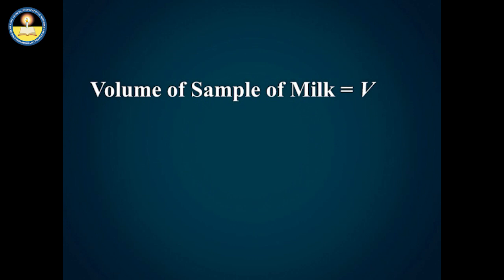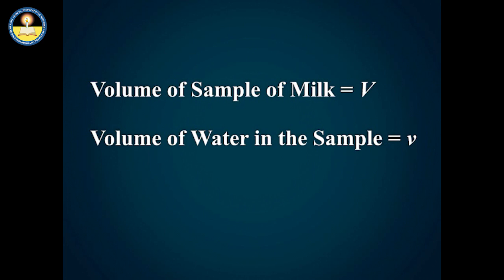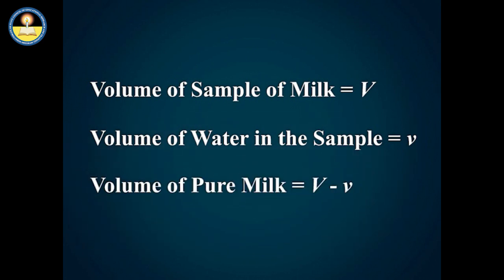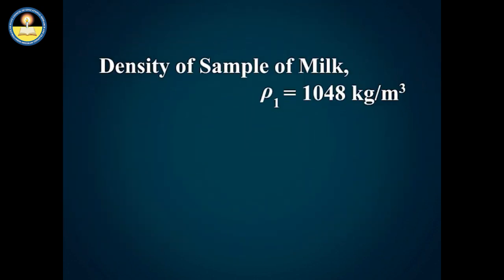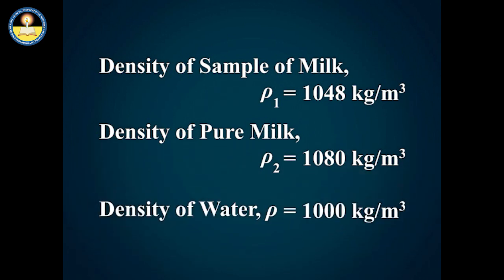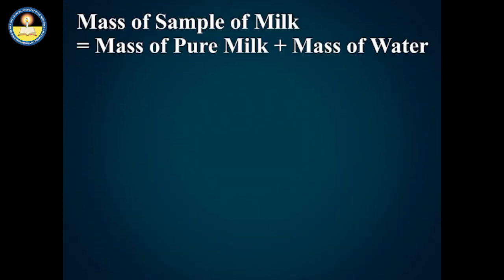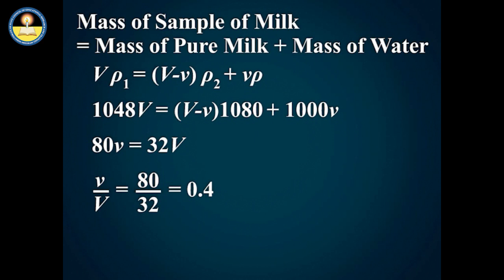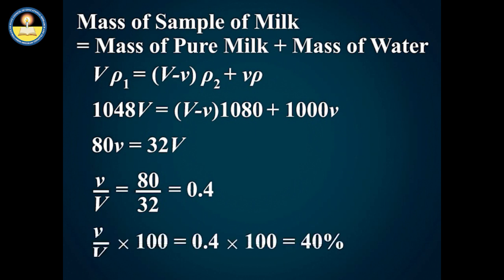Let capital V be the volume of the diluted sample of milk, and small v is the volume of water in the sample. Then the volume of pure milk is capital V minus small v. Density of sample of milk is 1048 kg per meter cube. Density of pure milk is 1080 kg per meter cube and density of water is 1000 kg per meter cube. Since mass of the sample of milk is equal to mass of pure milk plus mass of water, this gives the ratio of volume of water in milk and volume of the given sample of milk as 0.4. Therefore, 40% of water is mixed in pure milk.